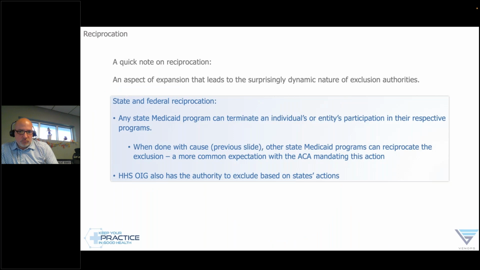Quick note on reciprocation. I'd like to add this in there. The list for the state and federal exclusion authorities are very dynamic. They change quite quickly from month to month, in a lot of cases even from week to week. And we do monitor all of those. It basically states, as you would expect, any state Medicaid program can terminate any individuals or entities' participation in the respective services simply because they have been terminated on a federal level in particular, but lesser known is also from state to state. That's an Affordable Care Act mandate.